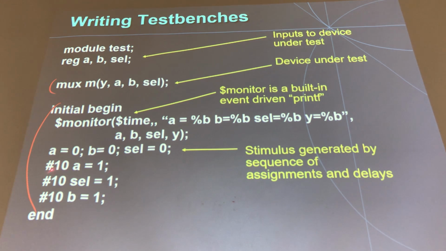After 10 time units, A becomes 1, so it becomes 1, 0, 0. After 10 time units, cell becomes 1, so 1, 0, 1. After 10 time units, B becomes 1, 1, 1, 1. So 4 patterns, 1, 2, 3, 4. 4 patterns are generated for your multiplexer. You can look at the output waveform, which is Y, to see whether or not your design is correct.